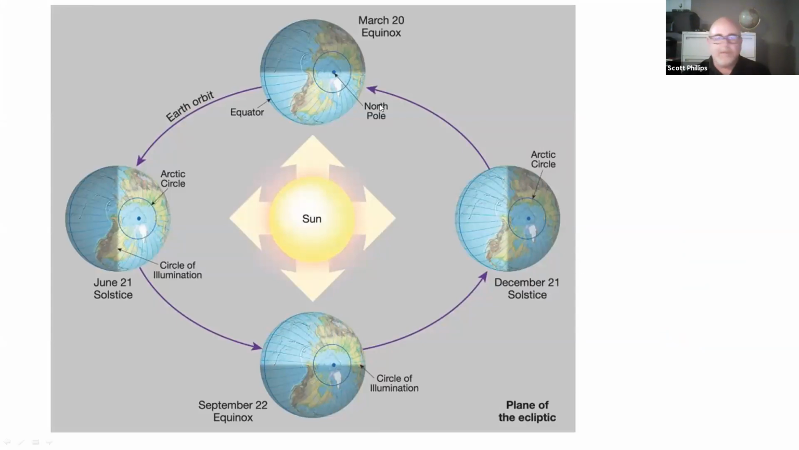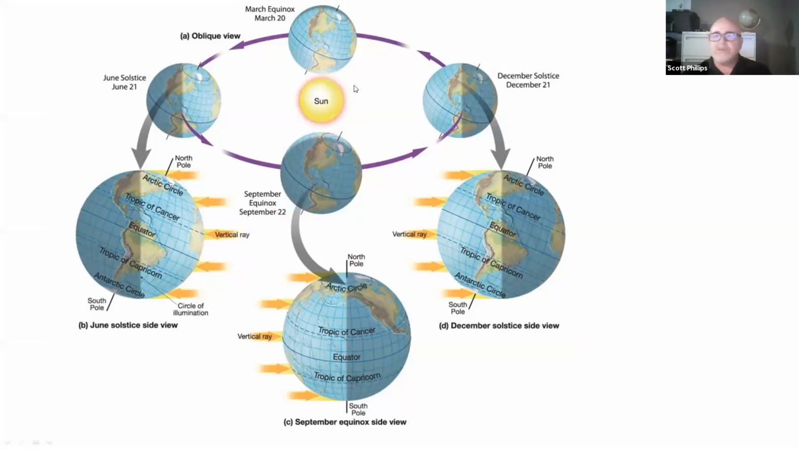So here's a couple of other ways of viewing it. June 21st is when we have the summer solstice, when the sun is directly over the Tropic of Cancer. Whereas December 21st is when we have the winter solstice, when the sun is directly over the Tropic of Capricorn. And then between there are equinoxes, when the sun is directly over the equator. This figure shows it maybe a little better.